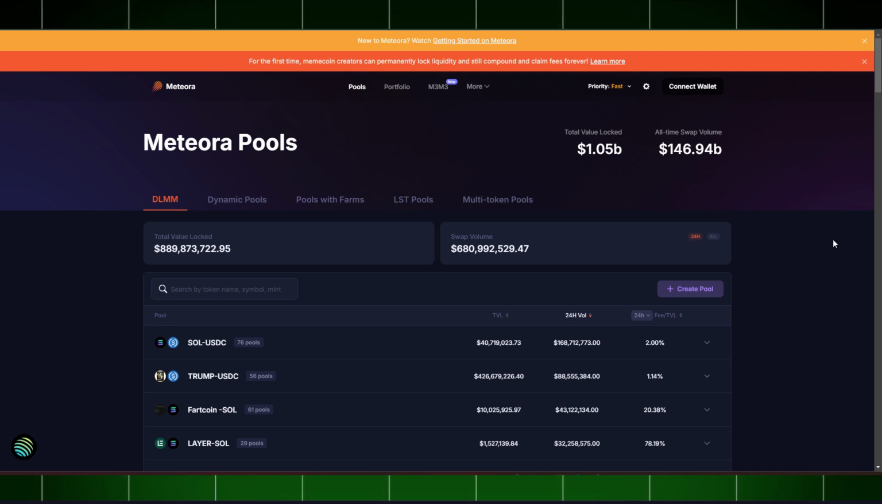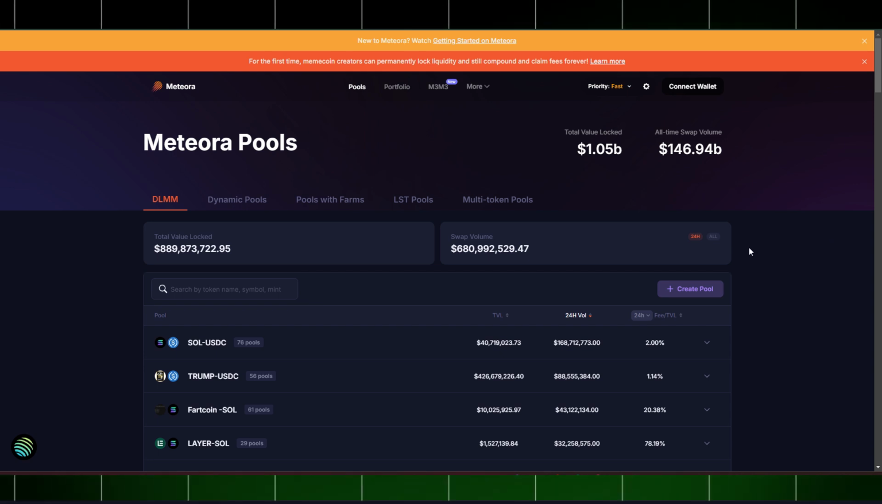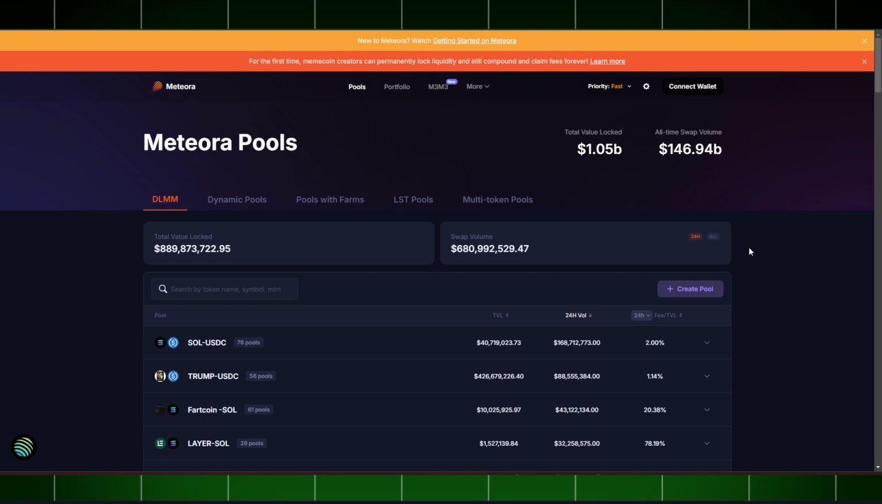Hey everyone, welcome back. Today we are diving deep into Meteora's Dynamic Liquidity Market Maker, or DLMM. If you are involved in DeFi, you know that efficient liquidity is the name of the game.